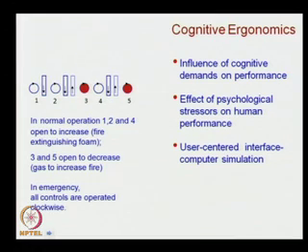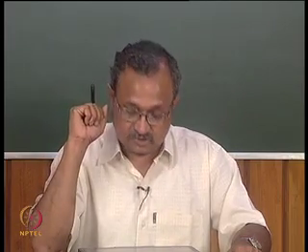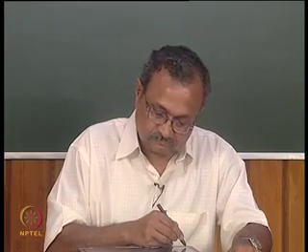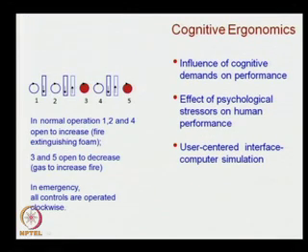Now, a major area of ergonomics is cognitive ergonomics, that is the perception area of people. Now, cognitive ergonomics covers the influence of cognitive demands on performance, this is one area. Another area, effects of psychological stressors on human performance, user centered interface, that is computer simulations, etc.